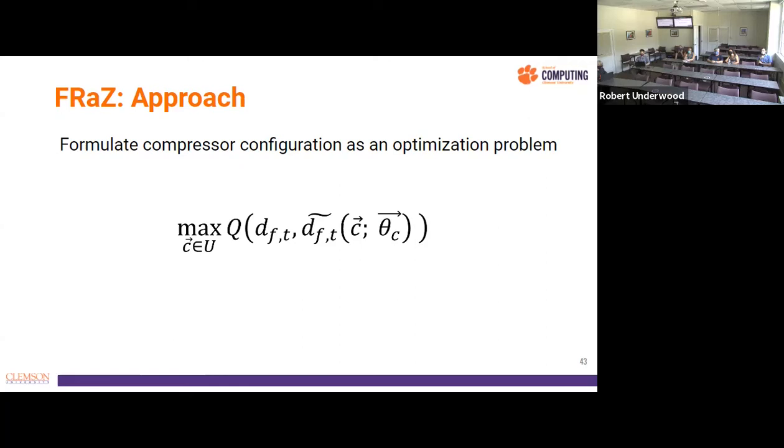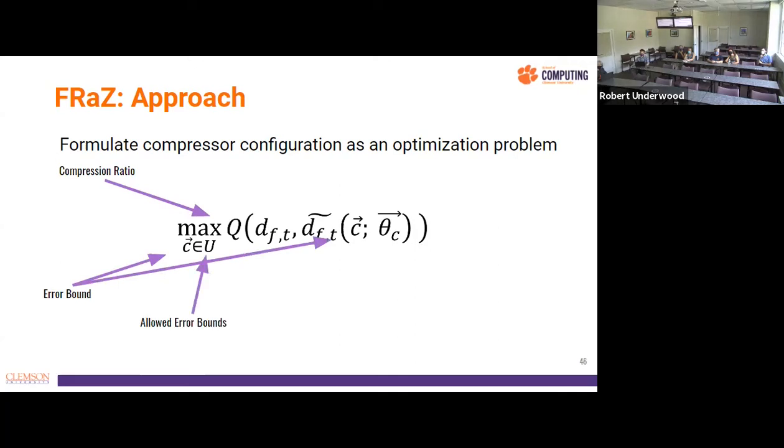So we formulate it as the max of some compression ratio Q over some error bound represented here by the vector C in some set of allowed error bounds. So basically we're going to consider error bounds up to 1e-4, for example. Then we have some set of data buffers which correspond to particular fields and time steps from a classical numeric simulation. And we have some function that allows us to take an uncompressed buffer and convert it into a compressed buffer.